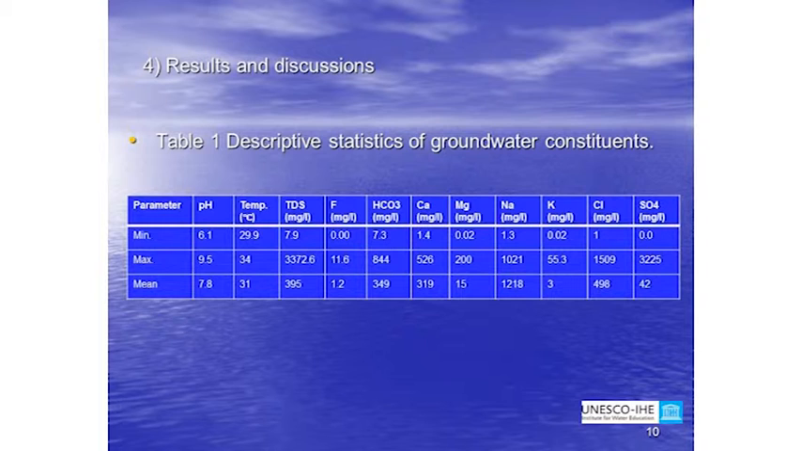Now, these are the results that I got from my study, the basic statistics. You see pH ranges from 6.1 to 9.5, fluoride about 0 to 11.6, sodium 1.3 to 1,021. So if you see these figures, you see that there's a huge variation in the water quality in the study area.